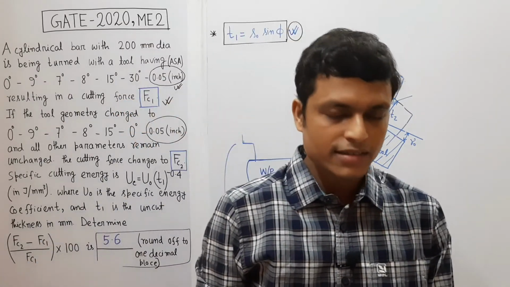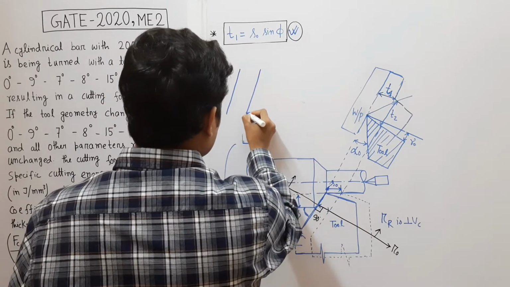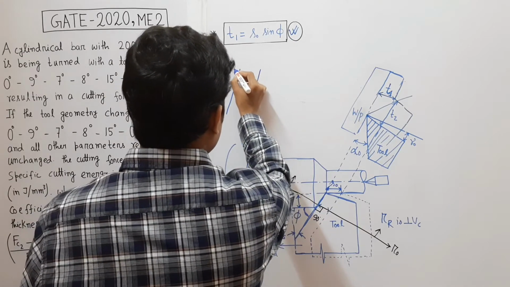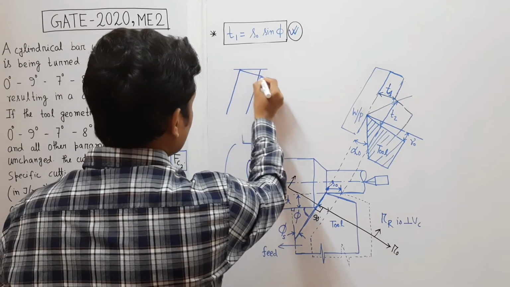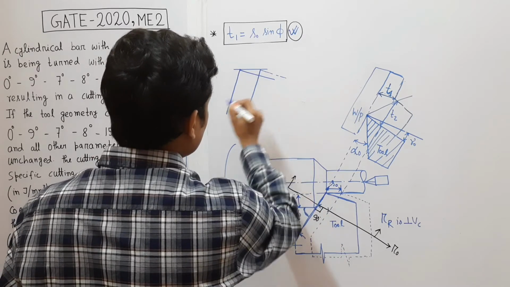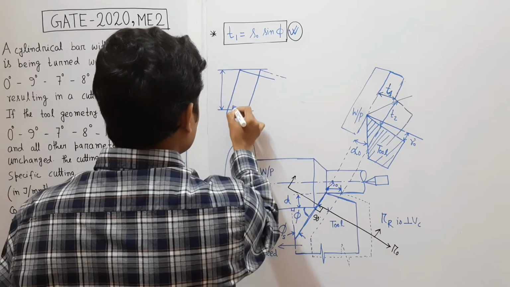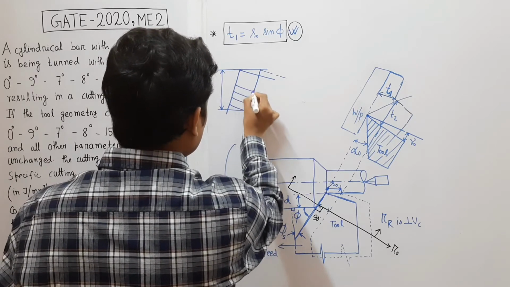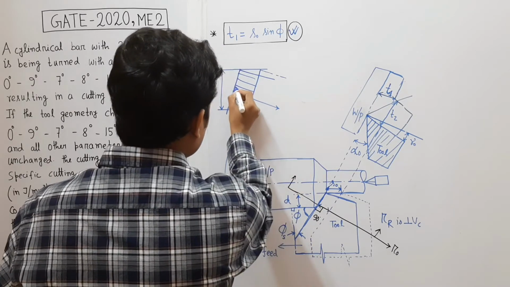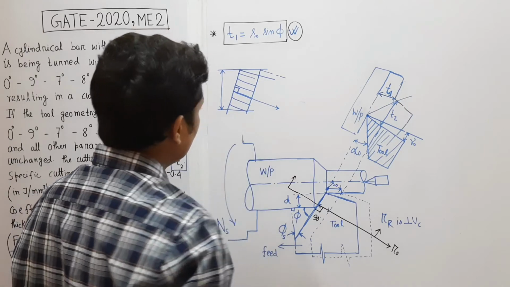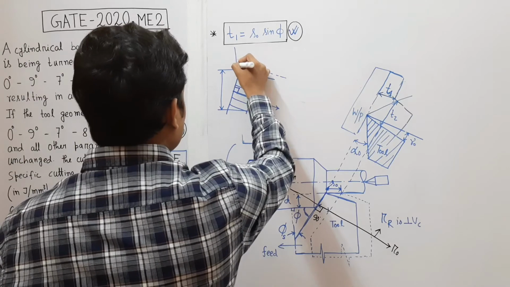So let us see when the tool is perfectly sharp, that is, there is no nose radius, and this is my depth of cut. The value of T1 remains unchanged and the chip is flowing through the orthogonal direction, which is perpendicular to the principal cutting edge. So this relationship is valid for this.